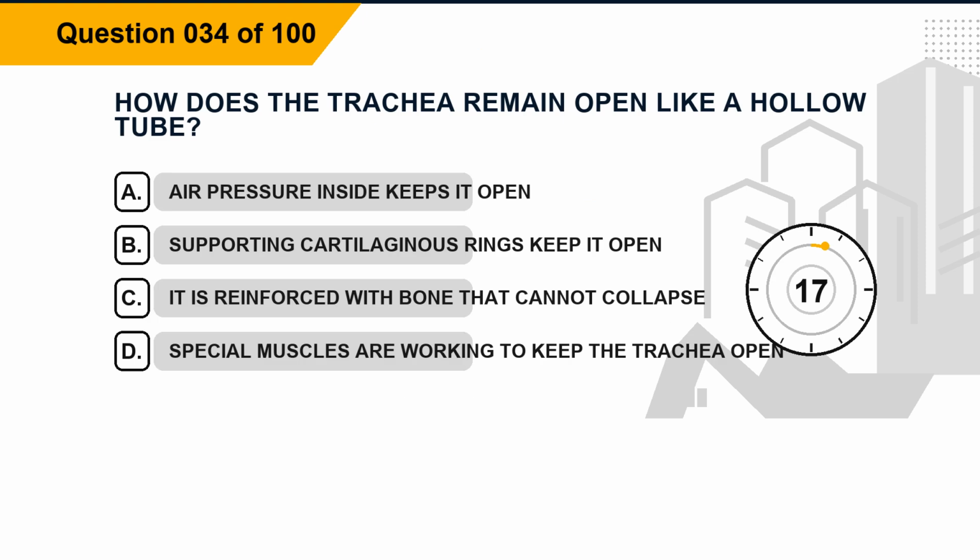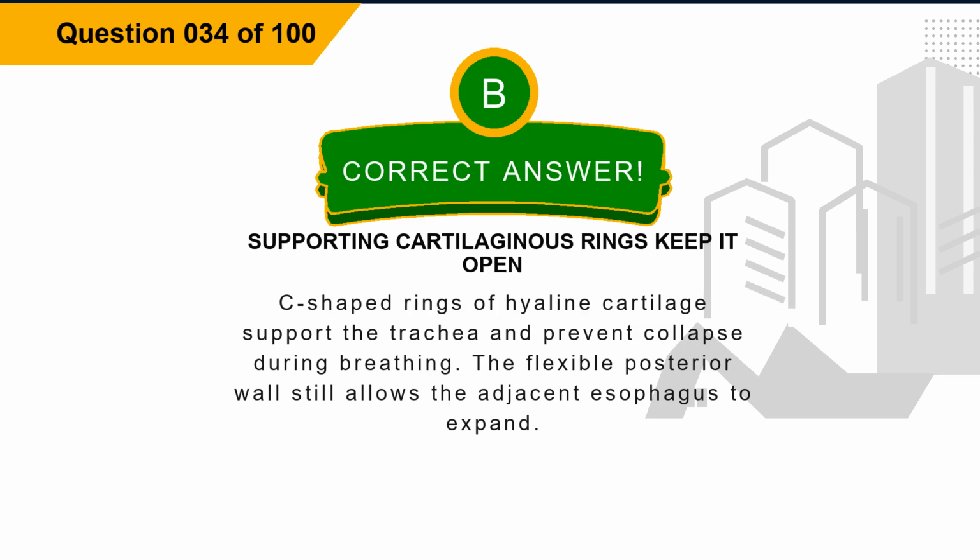Question 34. How does the trachea remain open like a hollow tube? Option A, air pressure inside keeps it open. Option B, supporting cartilaginous rings keep it open. Option C, it is reinforced with bone that cannot collapse. Option D, special muscles are working to keep the trachea open. The correct answer is option B, supporting cartilaginous rings keep it open.